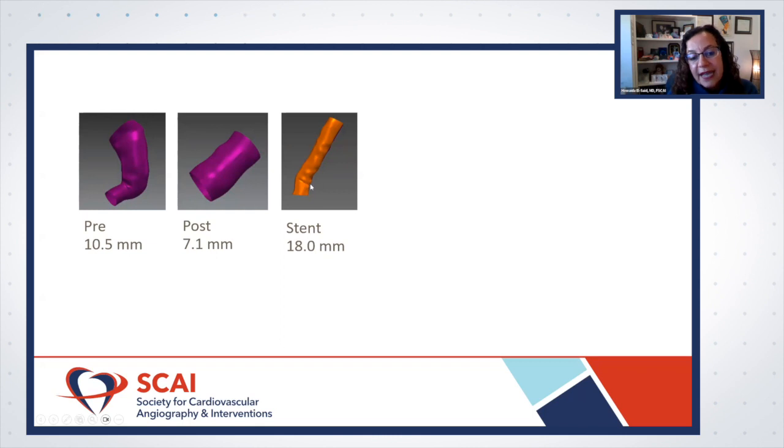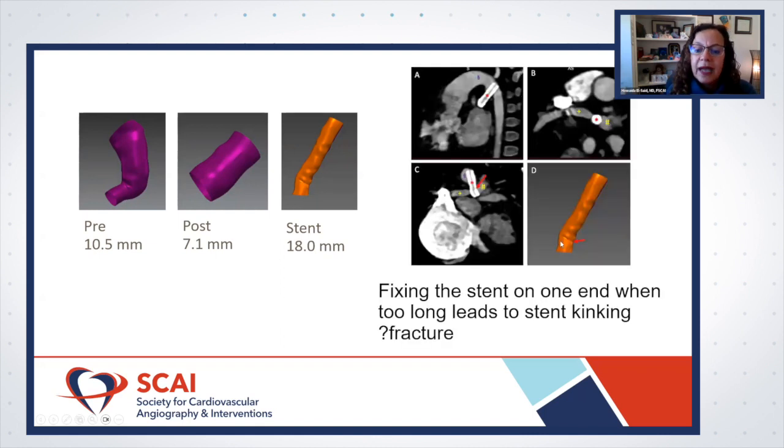This is actually the stent. This is an important example because in this case, the stent was longer, and I'll explain here that the stent actually had a kink, and I'll talk about that here.